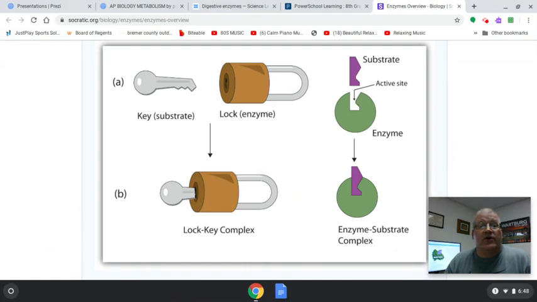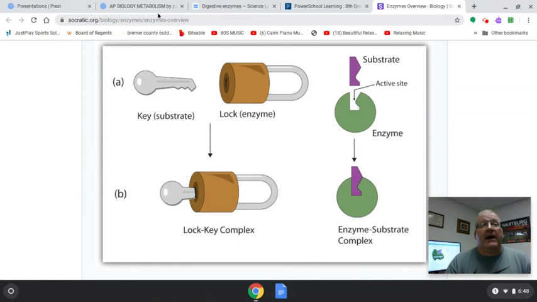Enzymes are sometimes referred to as a lock and key. Okay, we have one lock fits one key. Okay, you've got separate keys for separate locks, and therefore the analogy helps us to remember that enzymes are substrate specific and will not interact with other substrates. Okay.